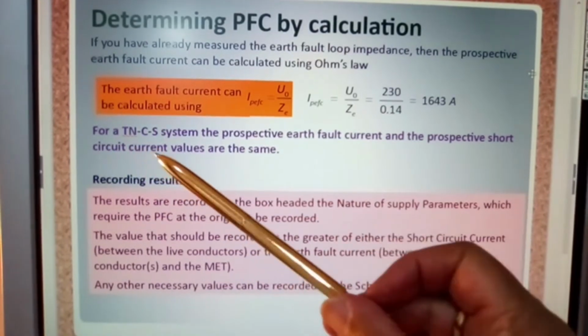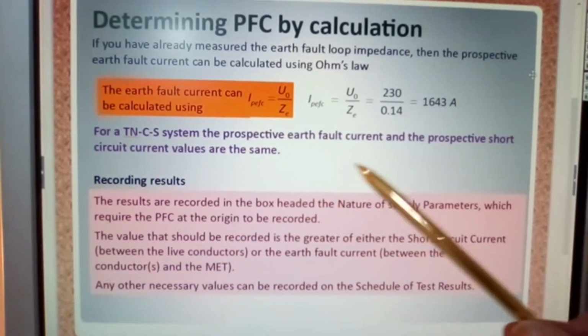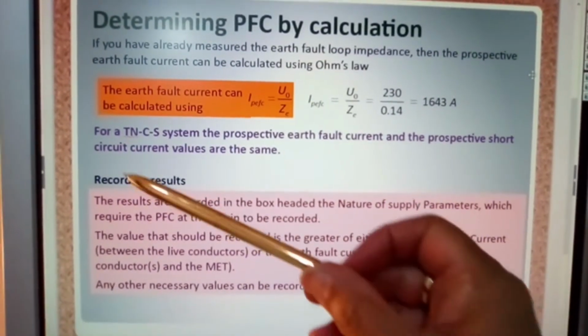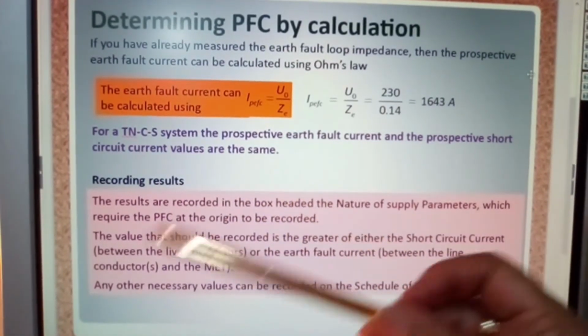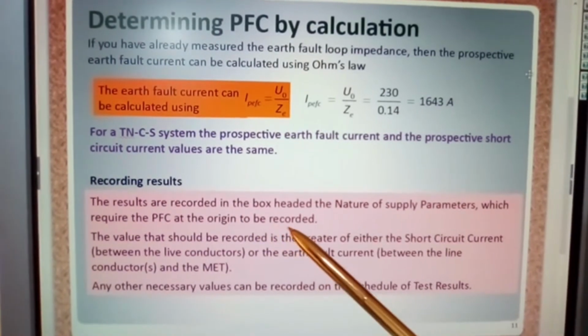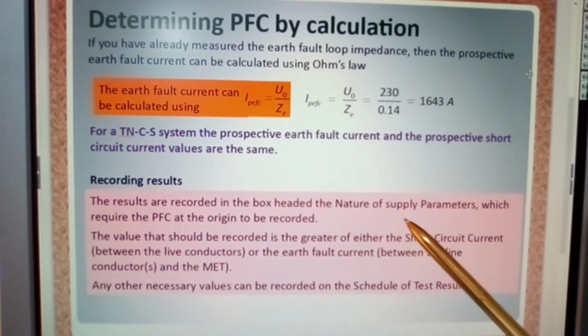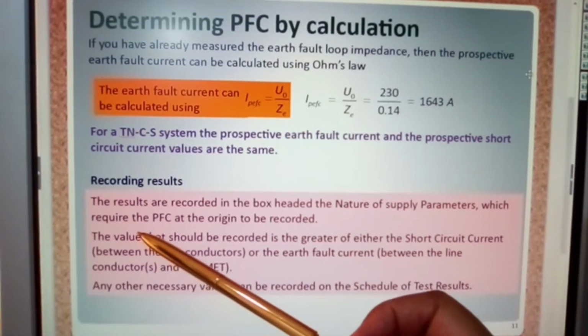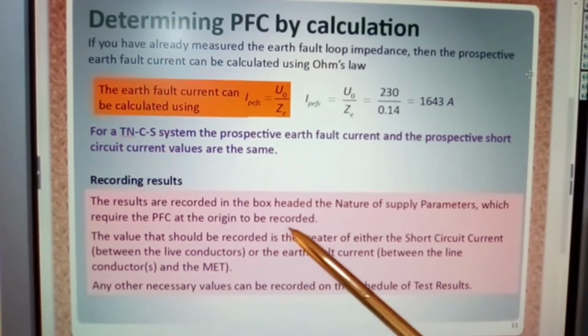Now, for a TN-C-S system, the prospective earth fault current and the prospective short circuit current values are the same. Now, recording results. The results are recorded in the box headed the nature of supply parameters which require the PFC at the origin to be recorded.